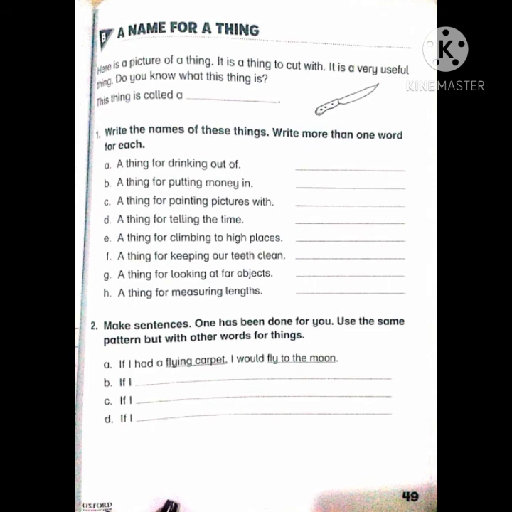The next one is a thing for telling the time. Jis cheez se hum dekhkar waqt batate hain. A clock or a watch. The next one is a thing for climbing to high places. Matlab aisi cheez jo hum kisi oonchi jagah par jaane ke liye istemal karte hain. A ladder or a stair. The next one is a thing for keeping our teeth clean. A thing for keeping our teeth clean is a toothbrush.